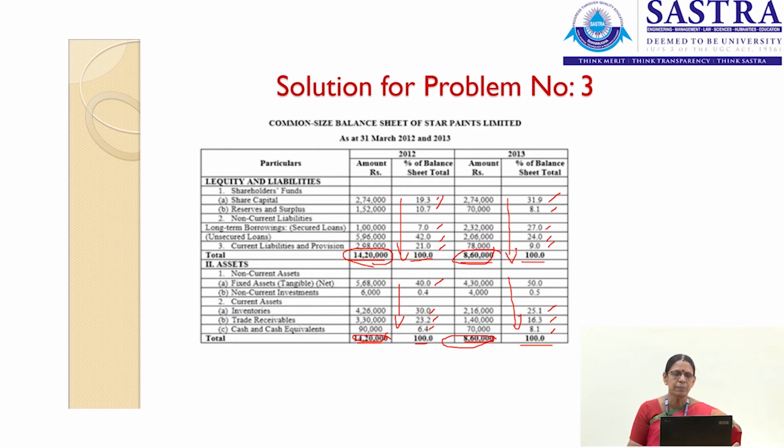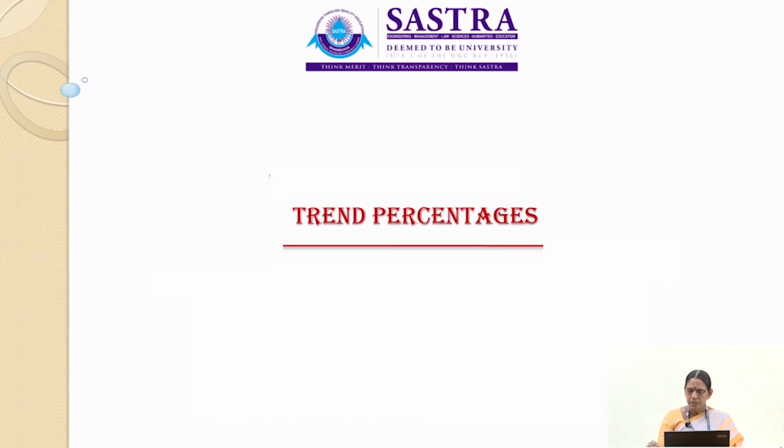So this is how the balance sheet is prepared based on your common size financial statement analysis. And this is the final version of your comparative income statement, comparative balance sheet, common size income statement and common size balance sheet. Now we shall see how the trend percentages are calculated.